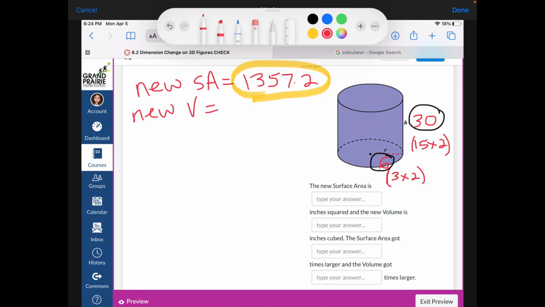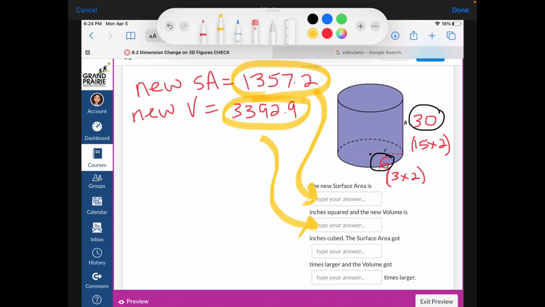So your new volume is going to be 3,392.9. Okay, so after you plug it into the formula, then we compare. And the way we compare is just like we did before. We would divide the numbers and see what's going on here. So the new surface area, that's the number we just got, and the new volume, that's where it would go here.